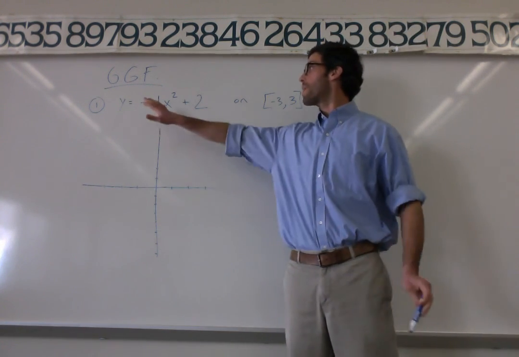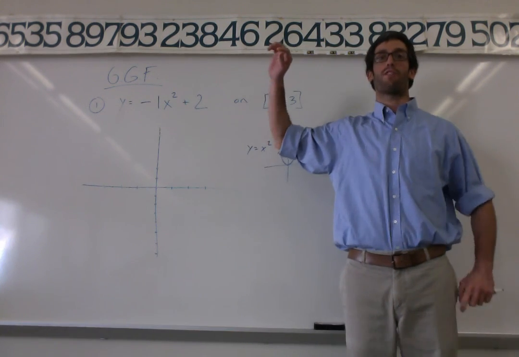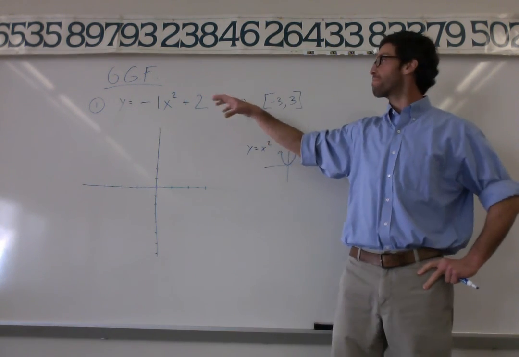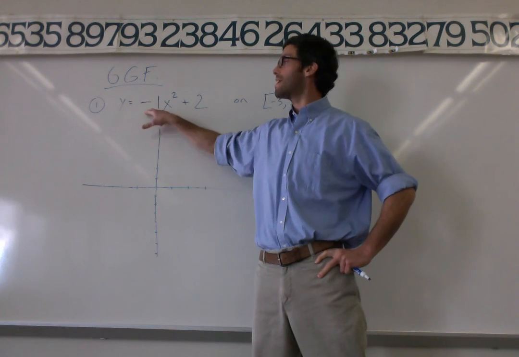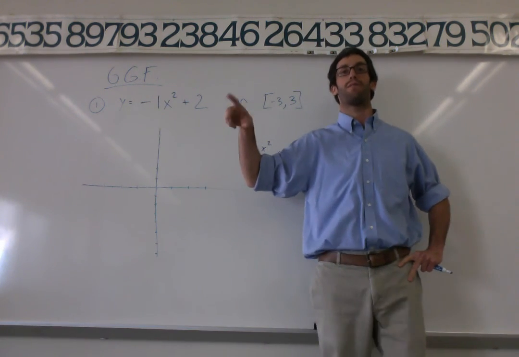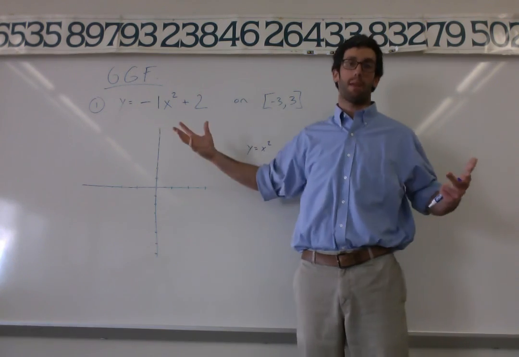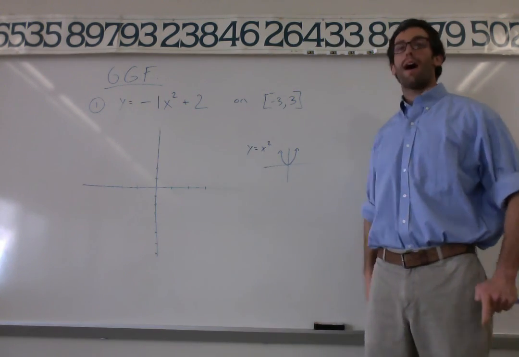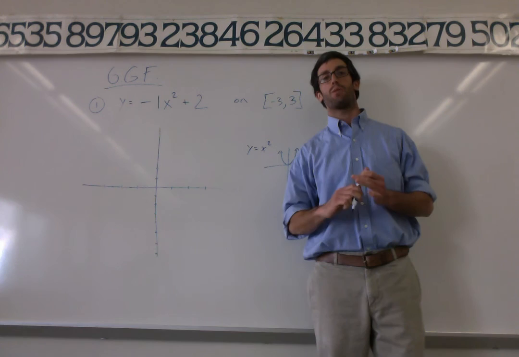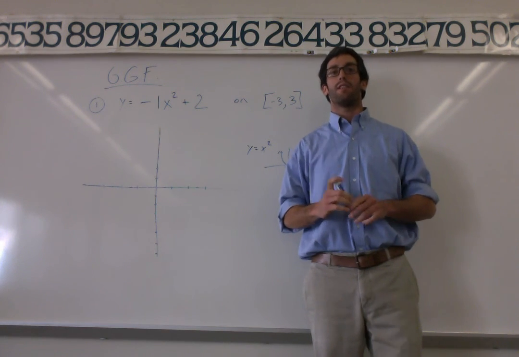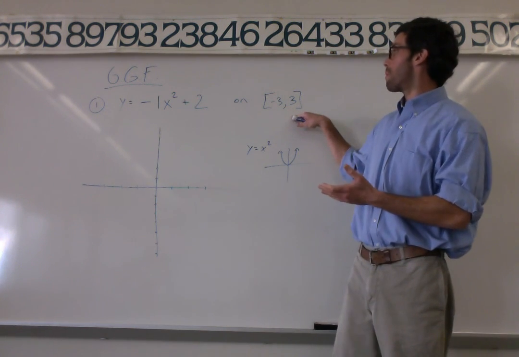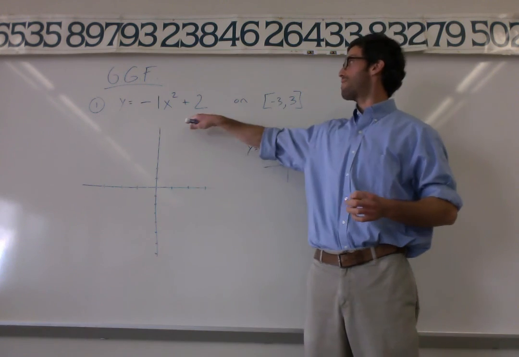Regardless, we have here one problem to do, to graph a quadratic function. In particular, y equals negative, it did say on your paper just negative x squared. I changed that to negative 1x squared. They mean the same thing. Plus 2. The only thing you have to really keep in mind when doing this packet is just how to use the domain and how this is going to affect the graph.